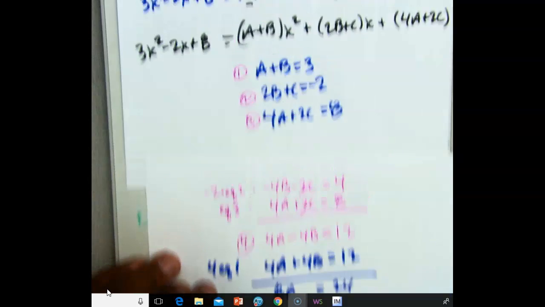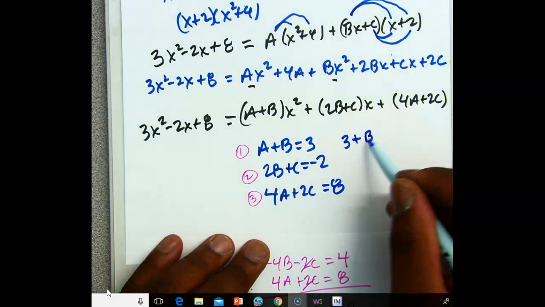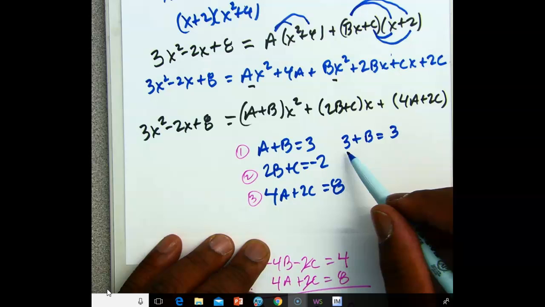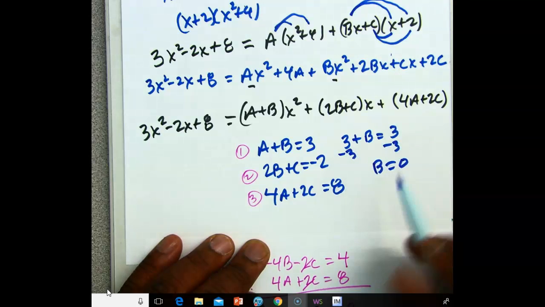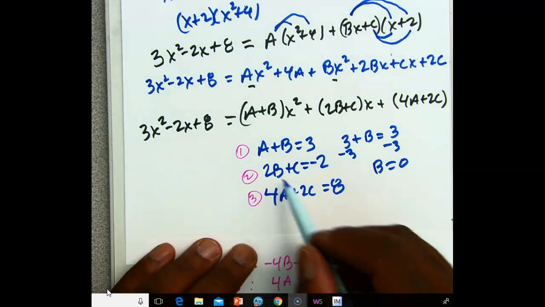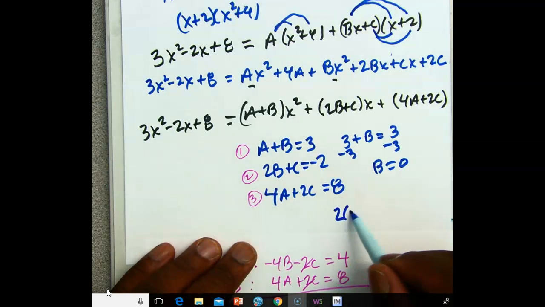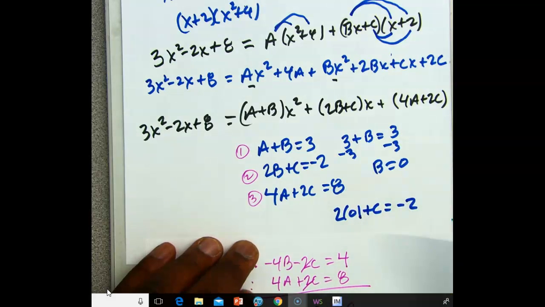Okay, now that we know that A is equal to 3, 3 plus B is equal to 3. Subtract 3, and we're going to get B is equal to 0. And so now we need to solve for C. Equation 2 or equation 3? 2. Okay, so 2 times B, 2 times 0, plus C is equal to negative 2. So C equals negative 2.